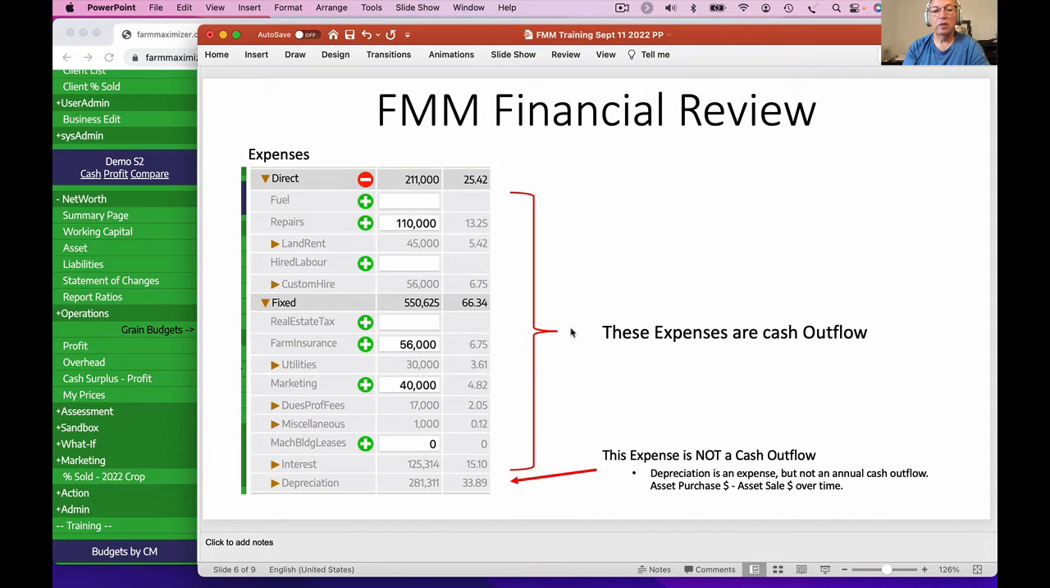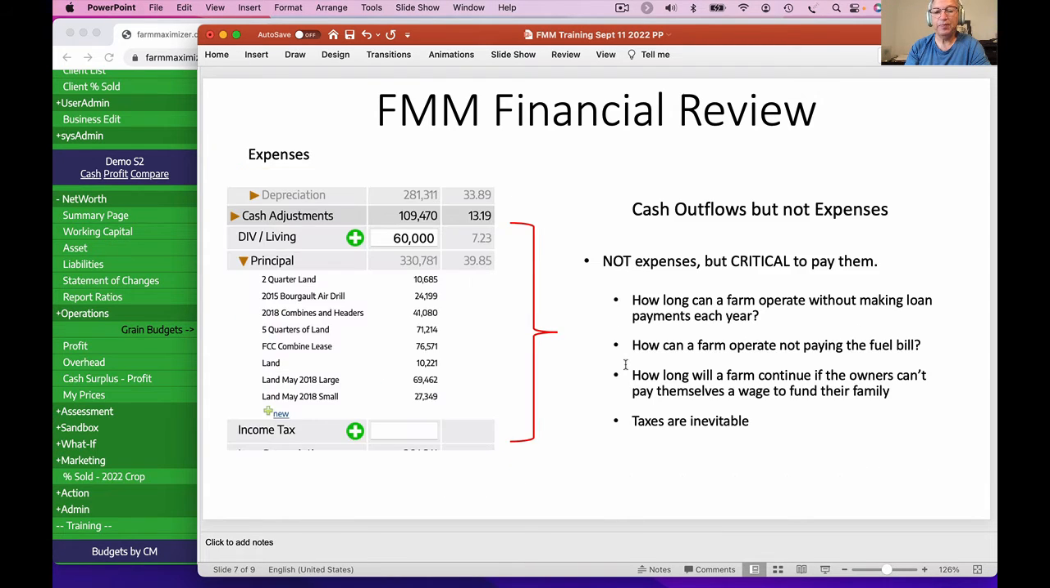Now, a thing about expenses versus cash flow. When we look at expenses, most expenses are a cash outflow, but not all of them. Depreciation is an expense, but it's not a cash outflow. It's not something that you pay out of your bank account in a given year, but it does affect your cash over time with the way that you purchase an asset for 100% of its value, and then in 5 years it might be 80% of its value. So it is an expense, but not a cash outflow.